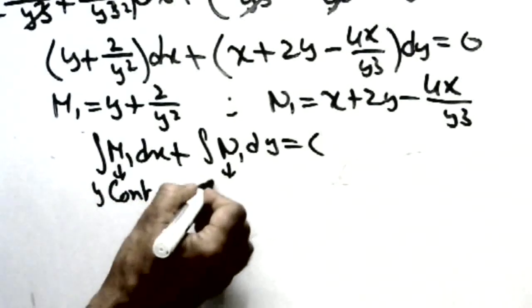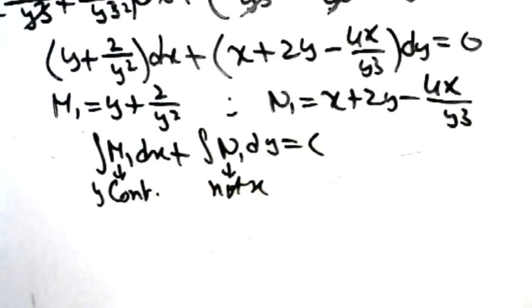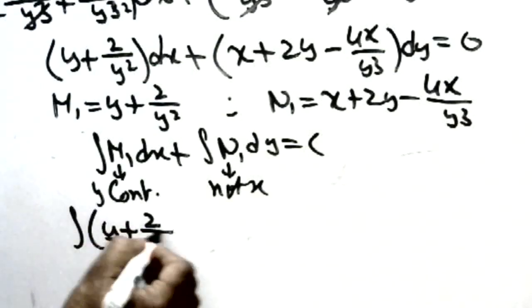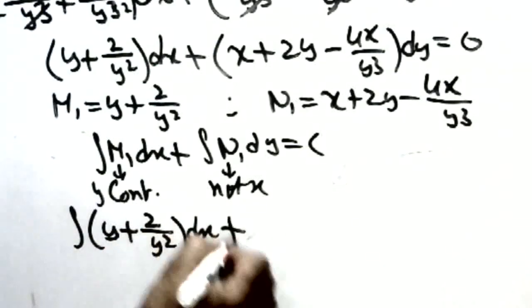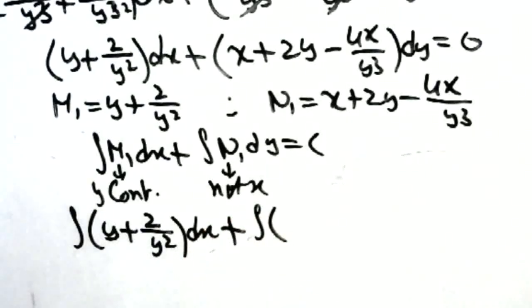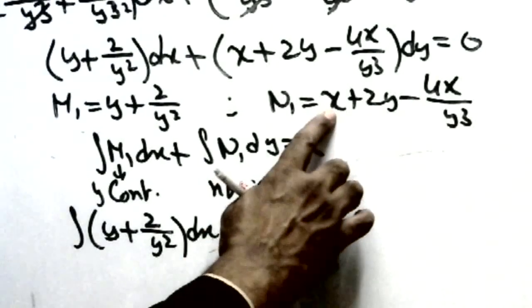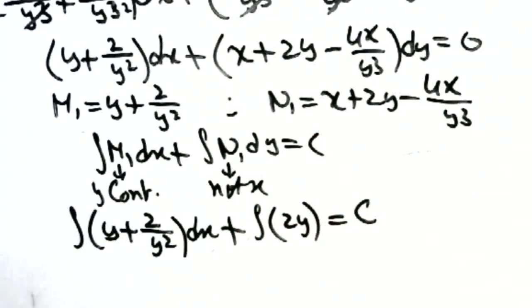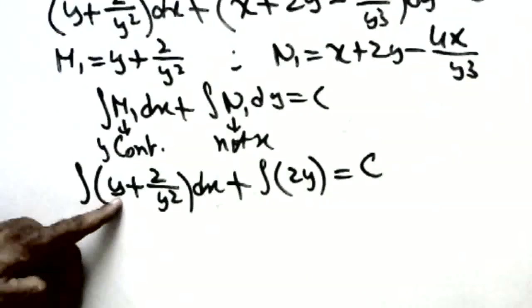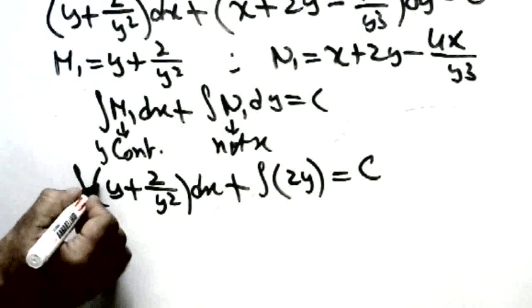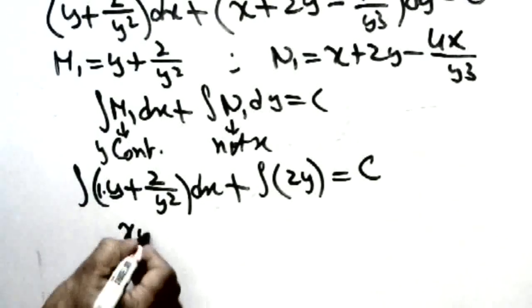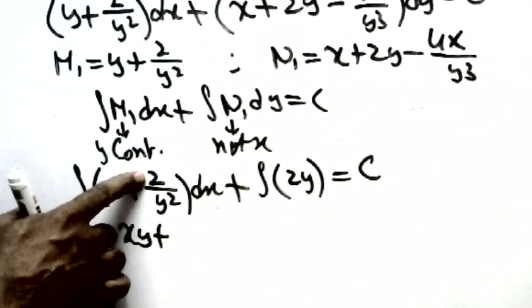Here we take y constant, and in N1 we take terms which do not contain x. So the integral of this is (y + 2 by y²) dx, plus here we have to take only terms which do not contain x. This contains x, will not take, this is also x, we are left with only 2y, equals c. Now here we have to integrate with respect to x. Here we don't have x, it is y, so we must consider y as constant and take 1 as the integral. So the integral of 1 will be x, so it will become xy.